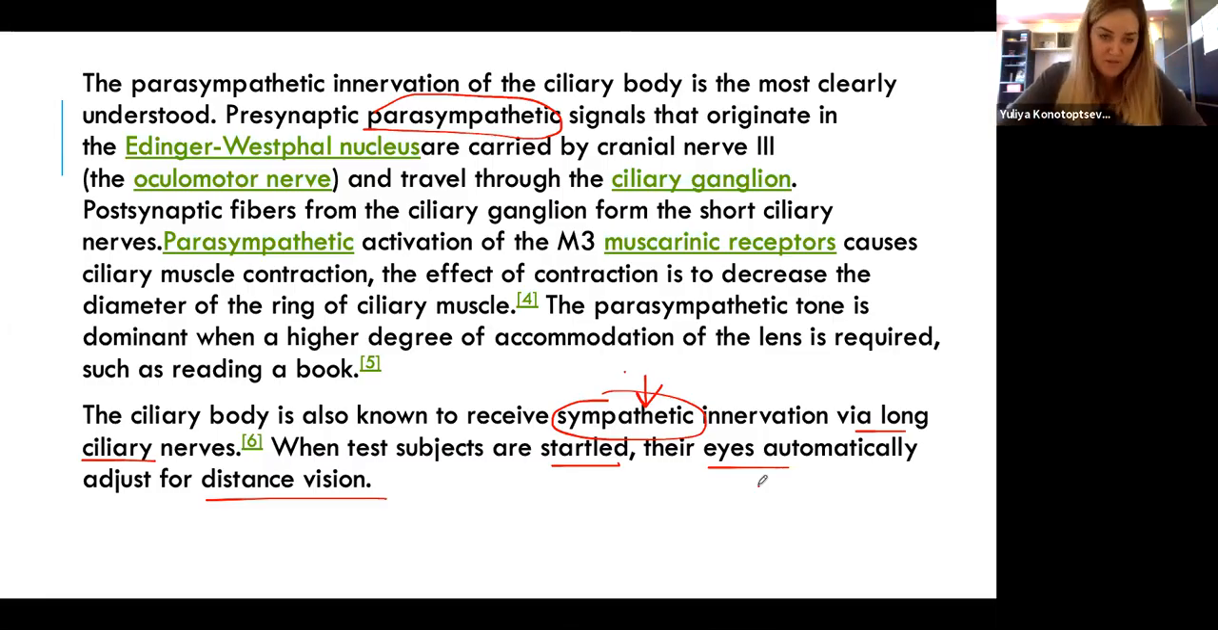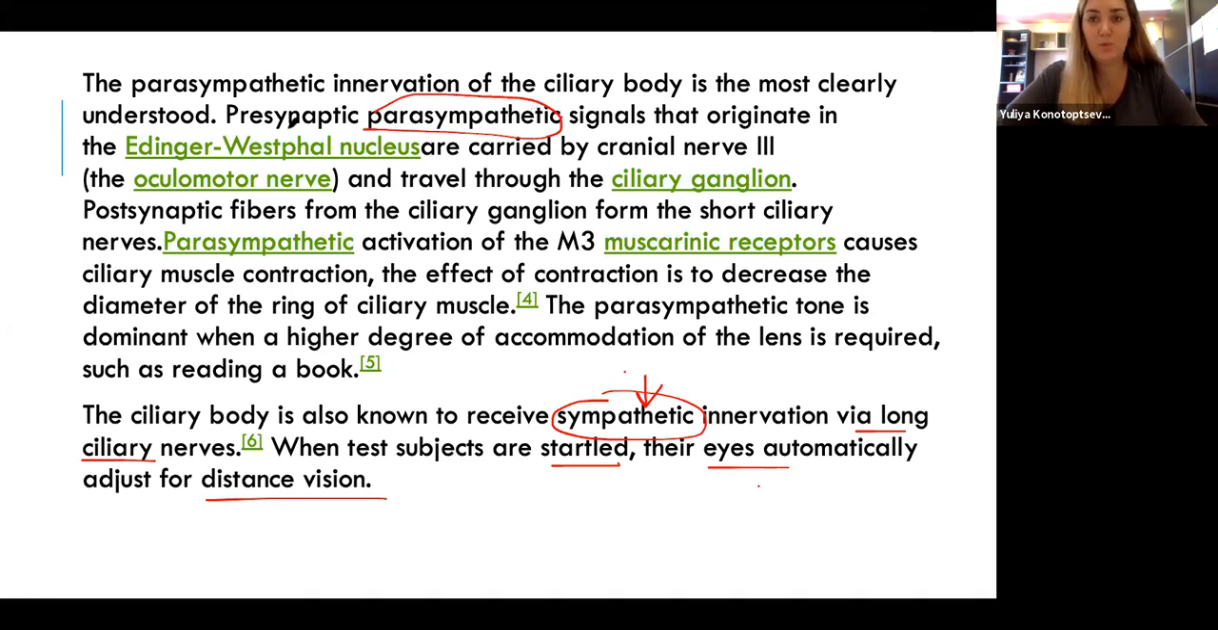And think about it, sympathetic is fight or flight, right? And to fight, I need to see what's far away. I need to make sure that nobody is hunting me right now. So of course, it's going to be the far away vision. Parasympathetic is more for a close kind of vision. As you remember, here we're contracting the muscle for the close up vision.